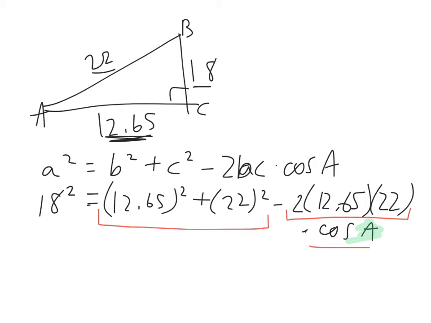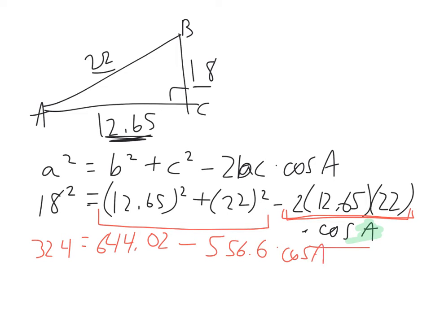18 squared is 324. 12.65 squared plus 22 squared gives you 644.02 minus, now I'm going to do this, 2 times 12.65 times 22, 556.6 times cosine of A. Okay, so all that is what I have right now. And again, I'm trying to solve for this. I'm trying to isolate A.